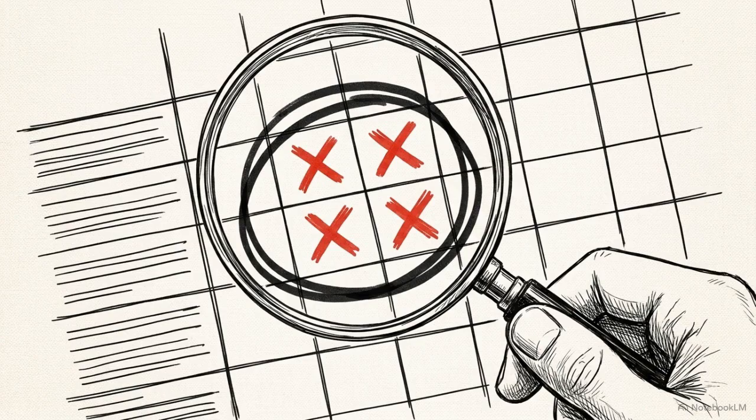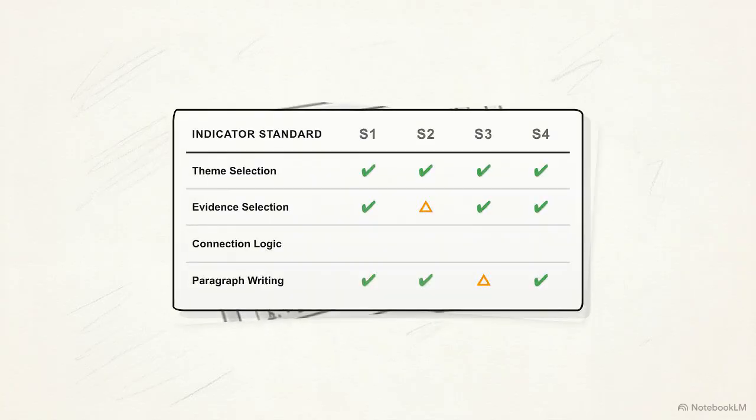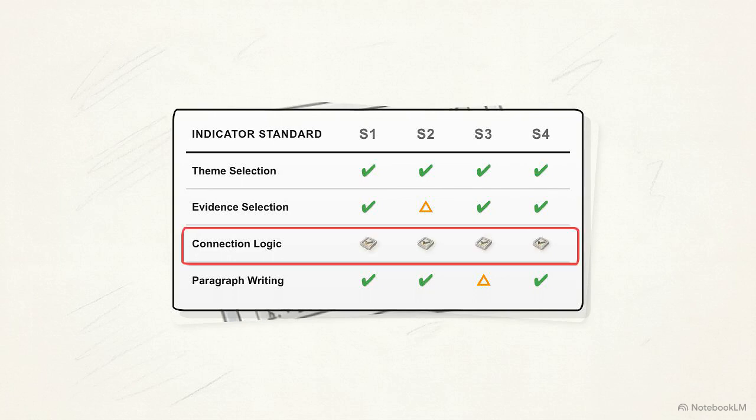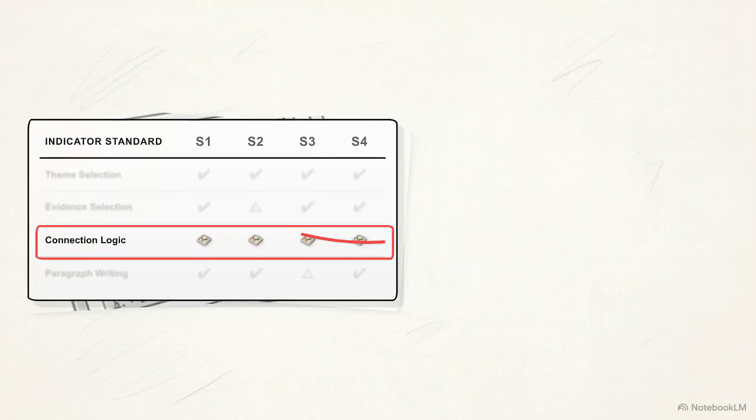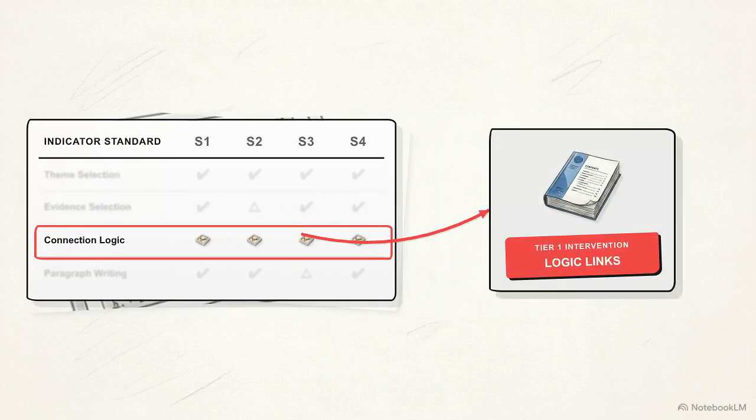A mathematical average buries the root cause. The pattern reveals it. When you sit down to plan, this matrix does the heavy lifting. If a cluster of students shows a gap on the connection logic row, you bypass generalized review and pull the exact mini-lesson designed to fix that specific missing link.